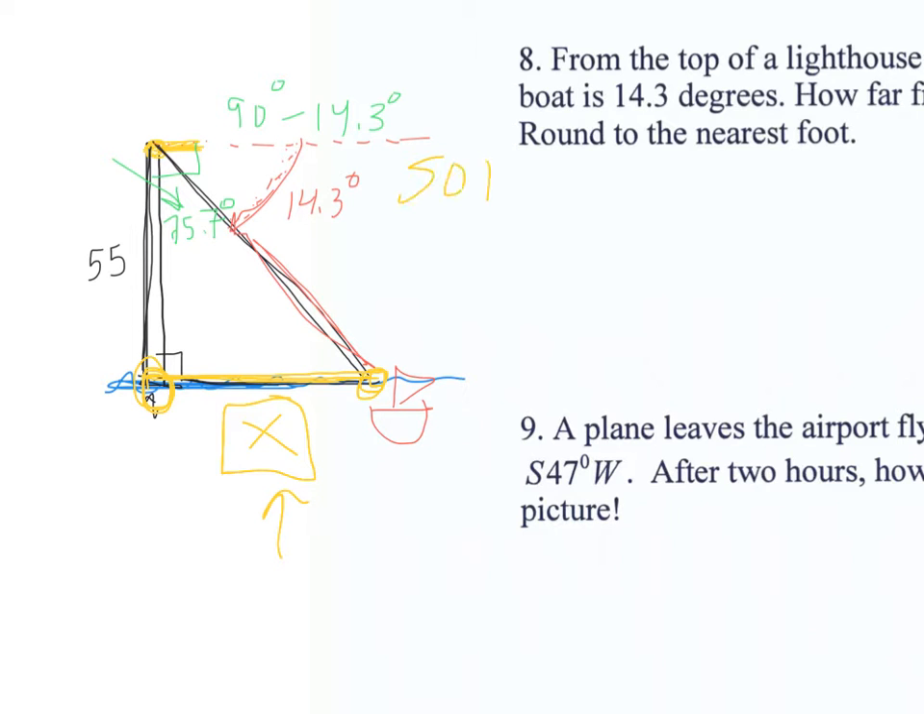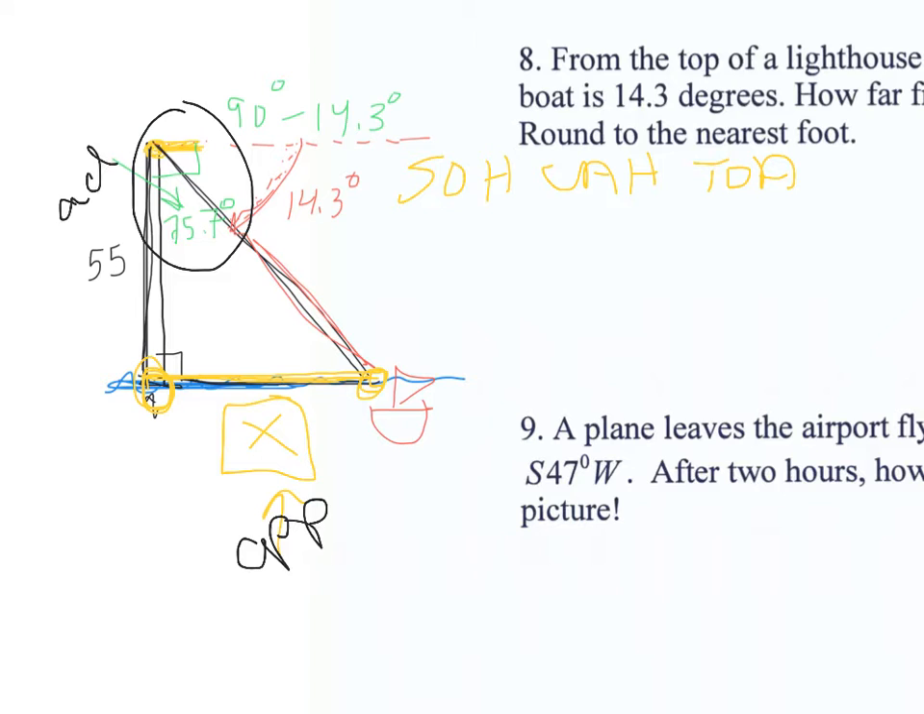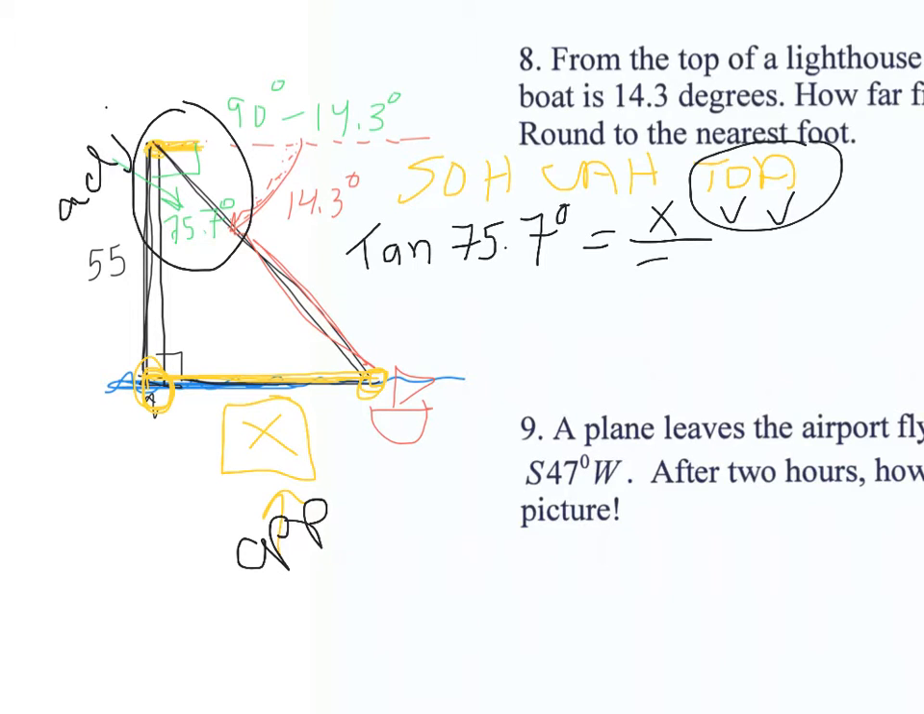So I'm going to look at SOHCAHTOA. So I'm going to work with angle 75.7 degrees. In reference to that angle, x would be the opposite, 55 would be the adjacent. So I want to go with O and A, so I'm going to work with tangent. So I'm going to say the tangent of angle 75.7 degrees is equal to the opposite, or x, over my adjacent.